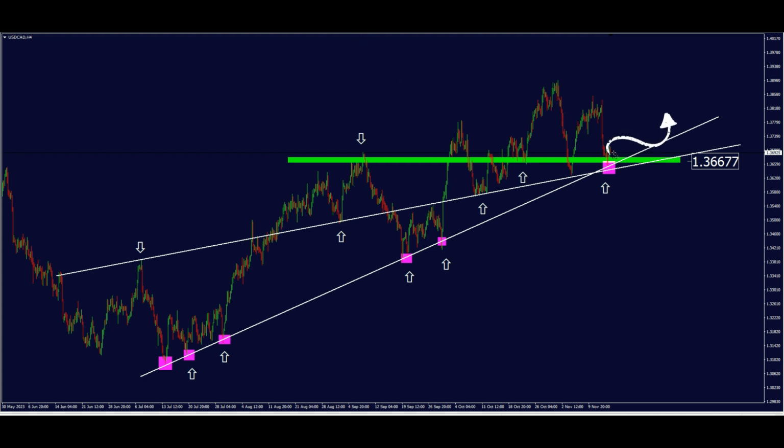it can be bullish until here. Look at this bearish trend line here, and it could be bullish until here.